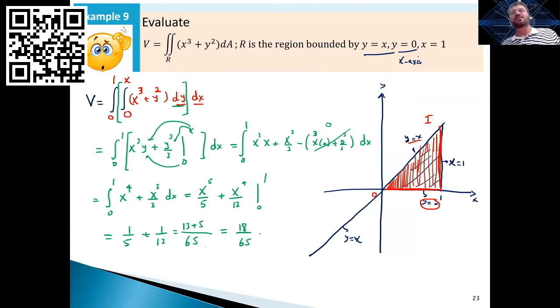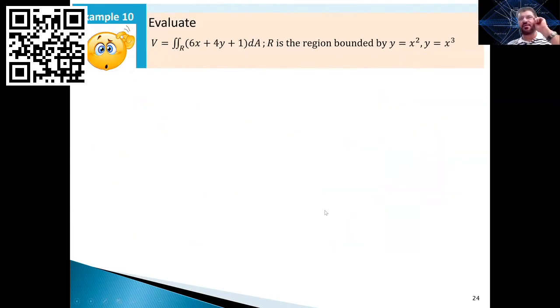This is the volume of the solid that is bounded above by x cubed plus y squared, and at the bottom, this is the base of it. Looks like this triangle. All righty, let's look at this one. This is the upper part, we don't care about it. This is the surface on the top. But look at the region. The region bounded by y equal x squared and y equal x cubed.